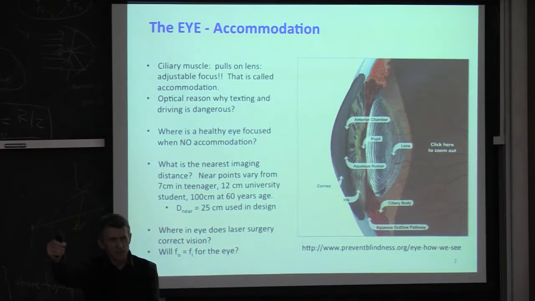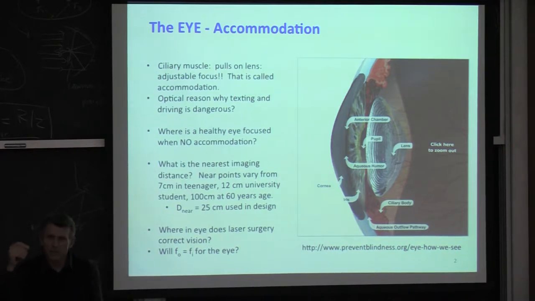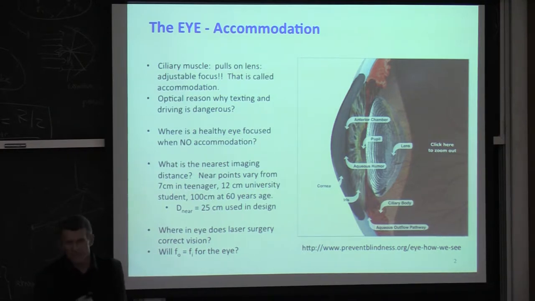Okay? So it's why it's dangerous to use cell phones while you're driving, because you're trying to see at infinity, but you can't do texting. So then you muscle up your eye, and you can see close, and you have no clue what's going on far away, which is very dangerous when you're driving, especially when it's a serious text message. So don't do it.